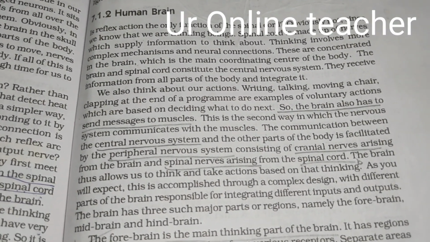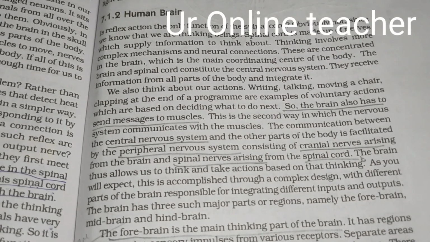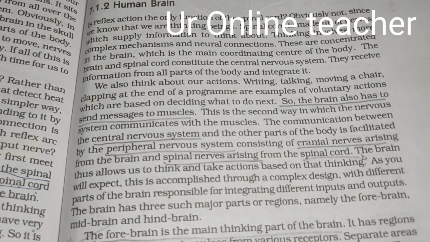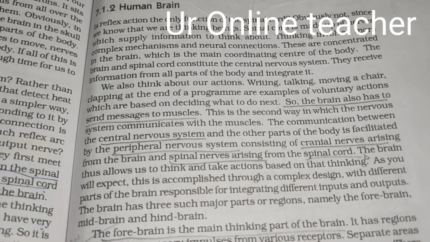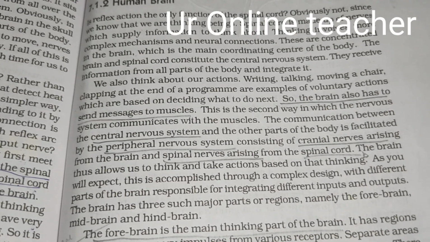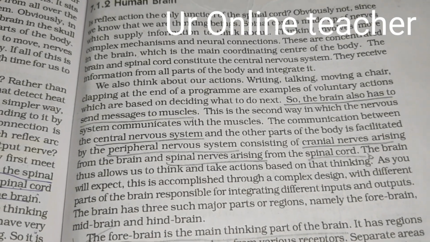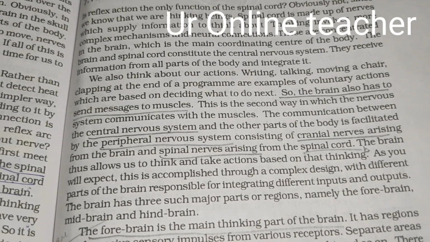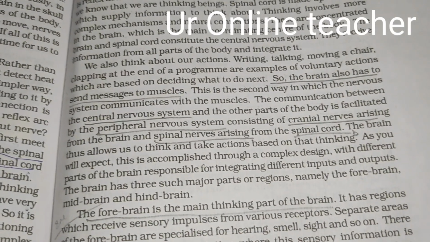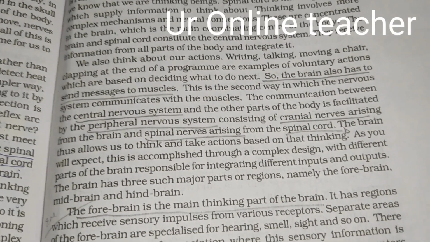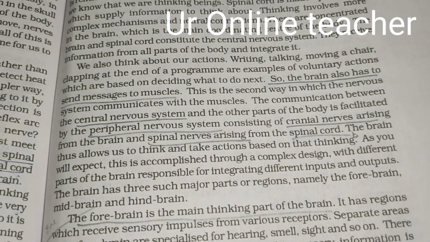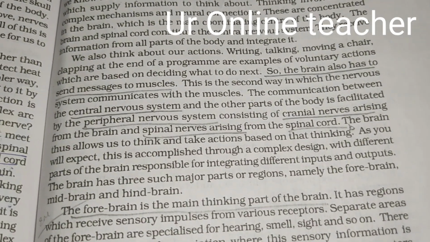This is the second way in which the nervous system communicates with the muscles, with the help of information carried from the brain. The communication between the central nervous system and other parts of the body is facilitated by the peripheral nervous system. The peripheral nervous system consists of cranial nerves arising from the brain and spinal nerves arising from the spinal cord.